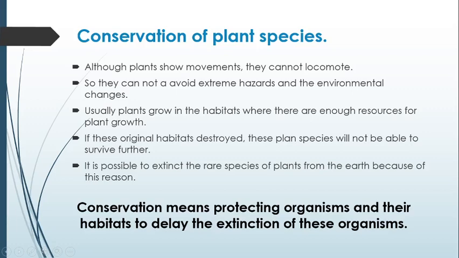Usually, plants grow in habitats where there are enough resources for plant growth. So, what will happen if this environment changes? They will not be able to gain enough resources for their growth. If these original habitats are destroyed, these plant species will not be able to survive further. This severely affects the indigenous plant species, because these indigenous plant species can become extinct easily.